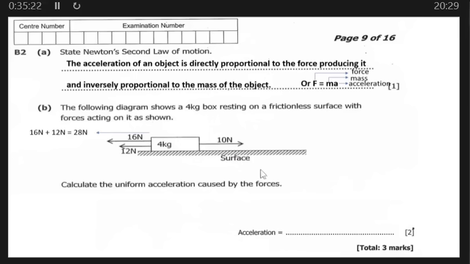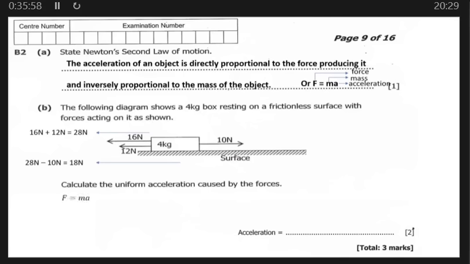So meaning the object will go on the left side where there's enough force. For us to know how much force should overcome this 10 newtons, which is pulling to the right, we must say 28 minus 10, which will give us 18. So the object will be going this way with a force of 18 newtons. This force of 18 newtons will now cause the object to accelerate. That's why the question says calculate the uniform acceleration caused by the forces.